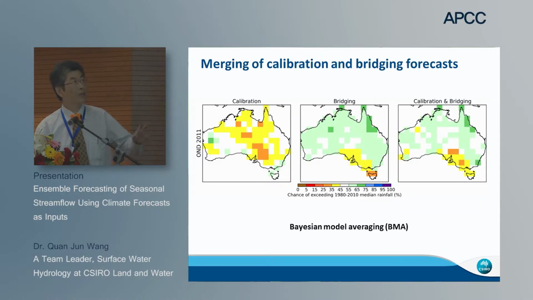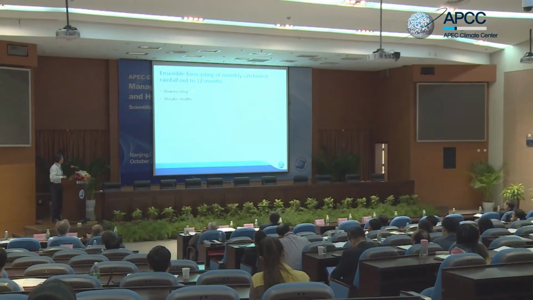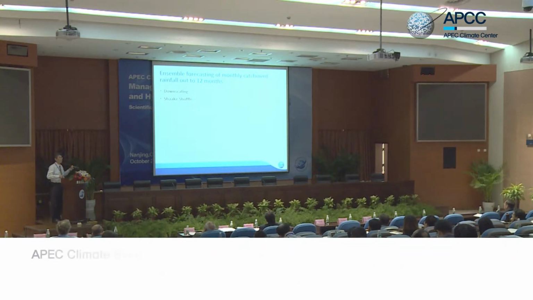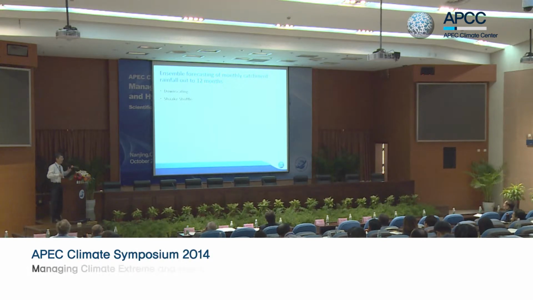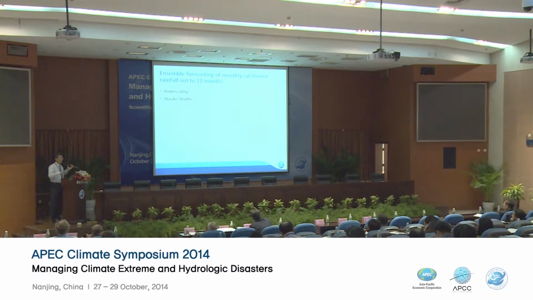So I demonstrated those concepts at the continental scale. For catchment scale, we need to do downscaling. So in this case, really your predictand is the catchment rainfall. So the methodology is pretty much straightforward. However, we apply the method for different lead times. I talked about early on, we forecast out to 12 months, the monthly rainfall.